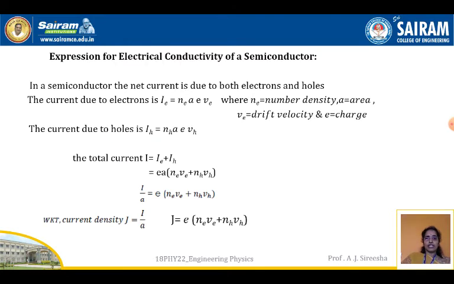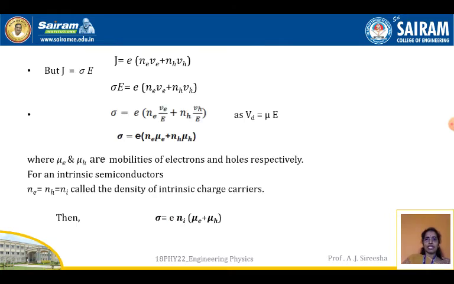If you look at this equation here, J is nothing but I by A, the same equation we are writing here: J is equal to e into Ne Ve plus Nh Vh. But we know that J is equal to sigma E. I have defined the equations before the start of this module. So J is equal to sigma E, and the right-hand side remains the same. Rearranging the terms, bring E to the right-hand side. So sigma is equal to e Ne Ve by E plus Nh Vh by E.